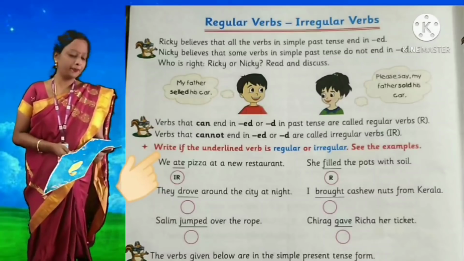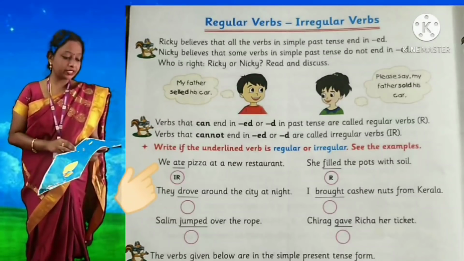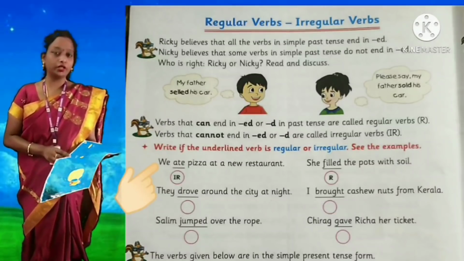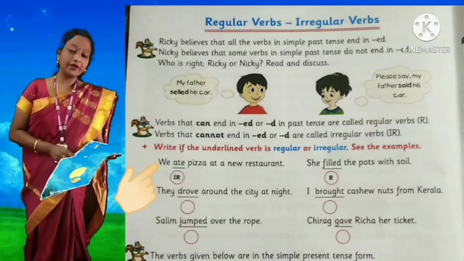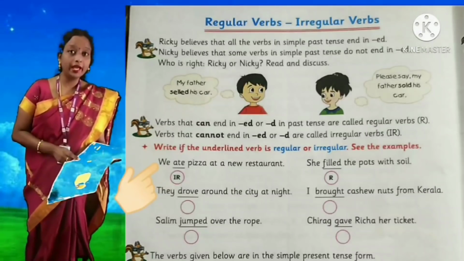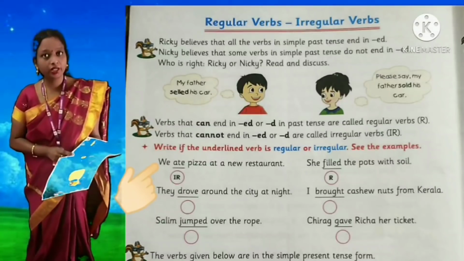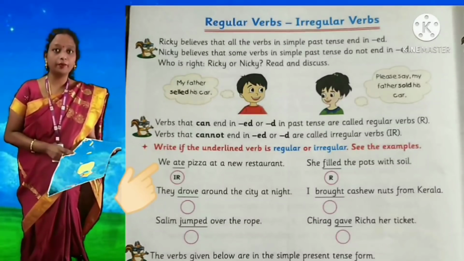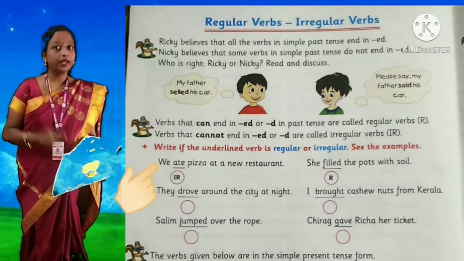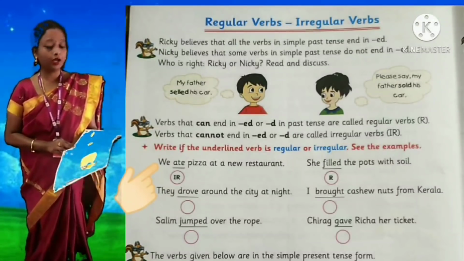See the examples. We ate pizza at a restaurant. Ate. Is it ending with ed or d, children? No. So it is an irregular verb. IR. In the circle, you could have seen it is written IR.